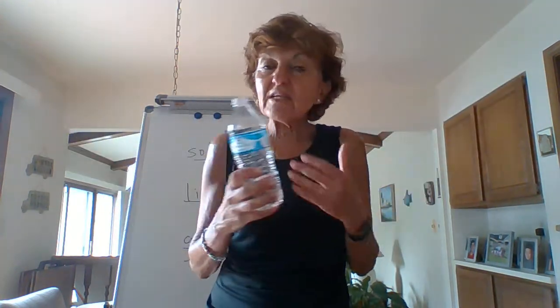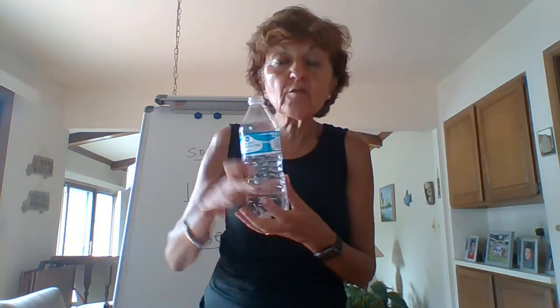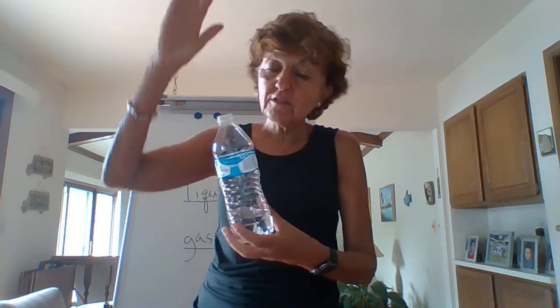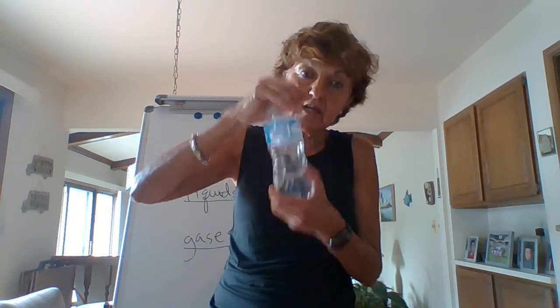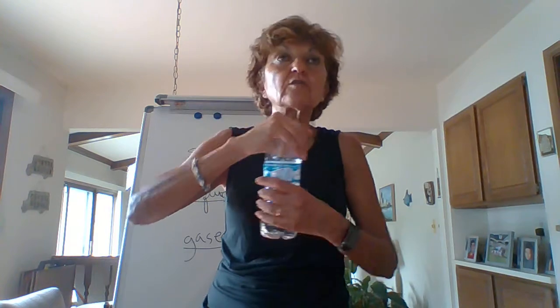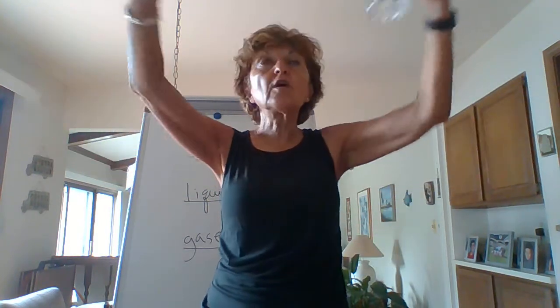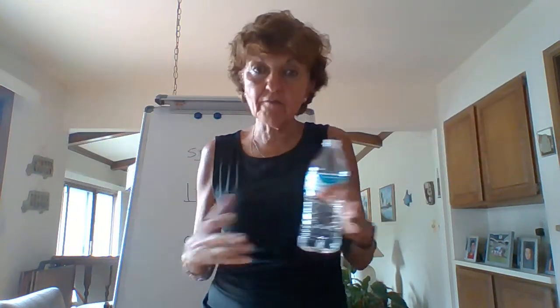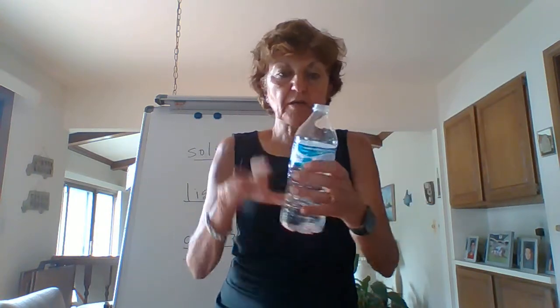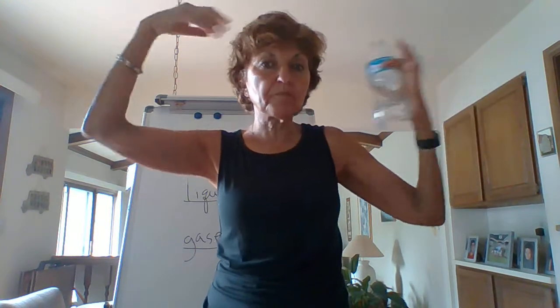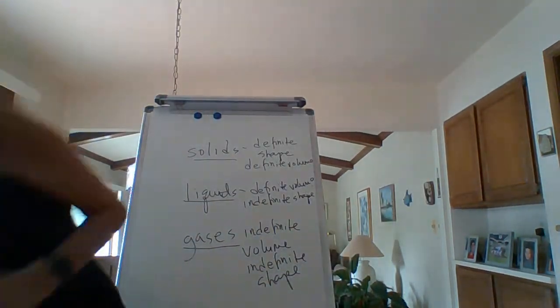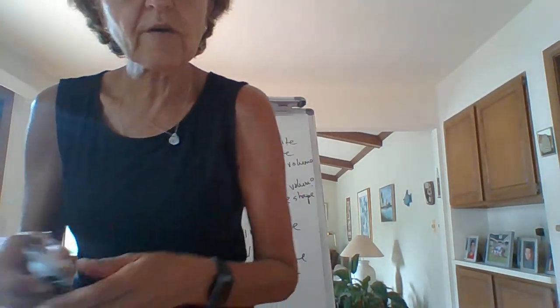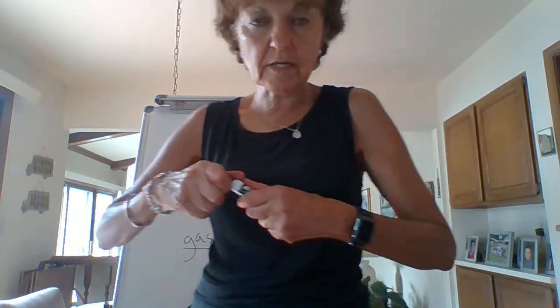So gases have an indefinite volume, meaning they take the volume of whatever container they're in. If you put it in here, the volume would be 500 milliliters. If you allow it to go through the whole house, then the volume would be the volume of the house. And obviously an indefinite shape, because now the shape was this and now the shape would be the whole house. So it depends on what container it's in.